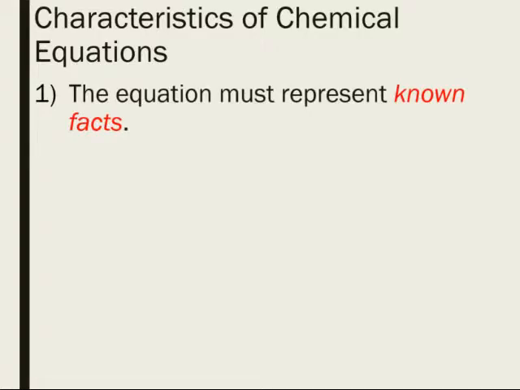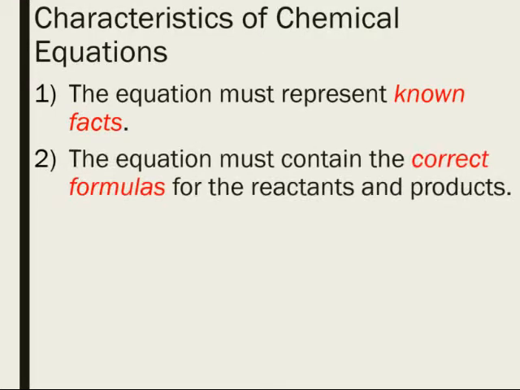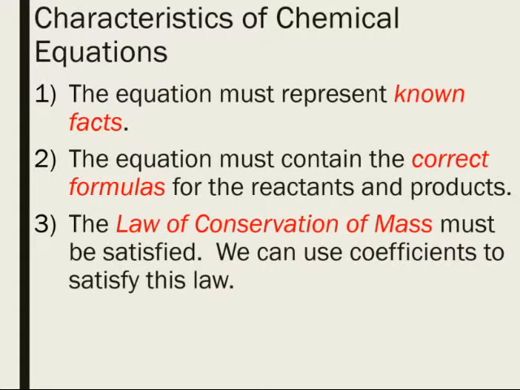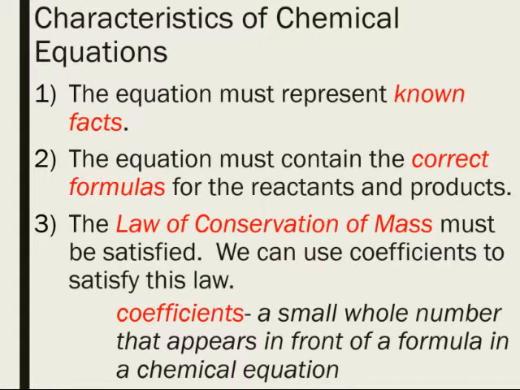All right, characteristics of chemical equations. The equation must, number 1, represent known facts. Okay, you have to have some amount of empirical evidence to back up your deduction about that chemical reaction and therefore your chemical equation. Number 2, the equation must contain the correct formulas for the reactants and products. Even if you know what the product or reactant is, if your formula for that reactant or product is incorrect, it's going to throw off your entire equation. Number 3, the law of conservation of mass must be satisfied. We can use coefficients to satisfy this law. Remember, a coefficient is a small whole number that appears at the front of a formula in a chemical equation.